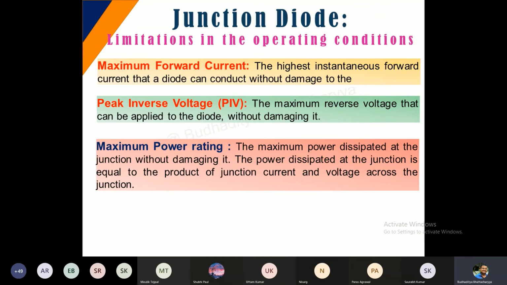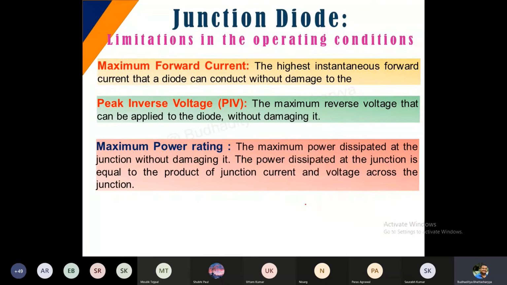Now, based on that, we can also define some of the parameters which are essential for a diode. One of them is the maximum forward current, IF. Whenever you are making a diode forward biased, it is the highest instantaneous forward current that a diode can conduct without damaging the device itself. So without damaging the device, that is the maximum forward current you are supposed to get. You can remember that we had a VI characteristics.